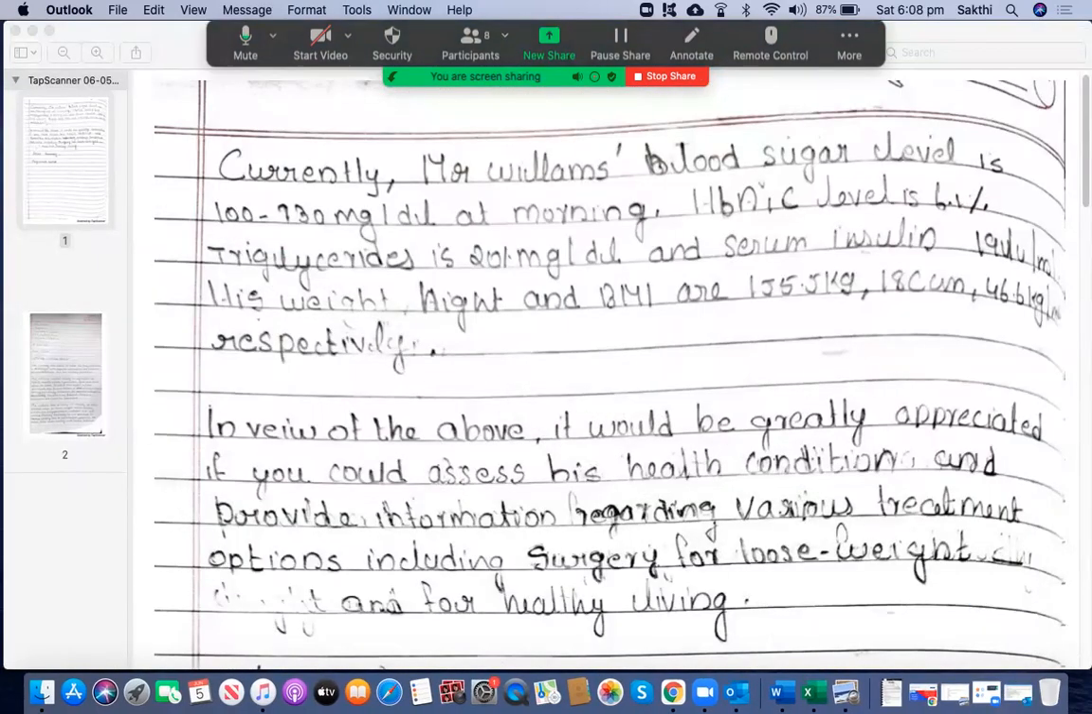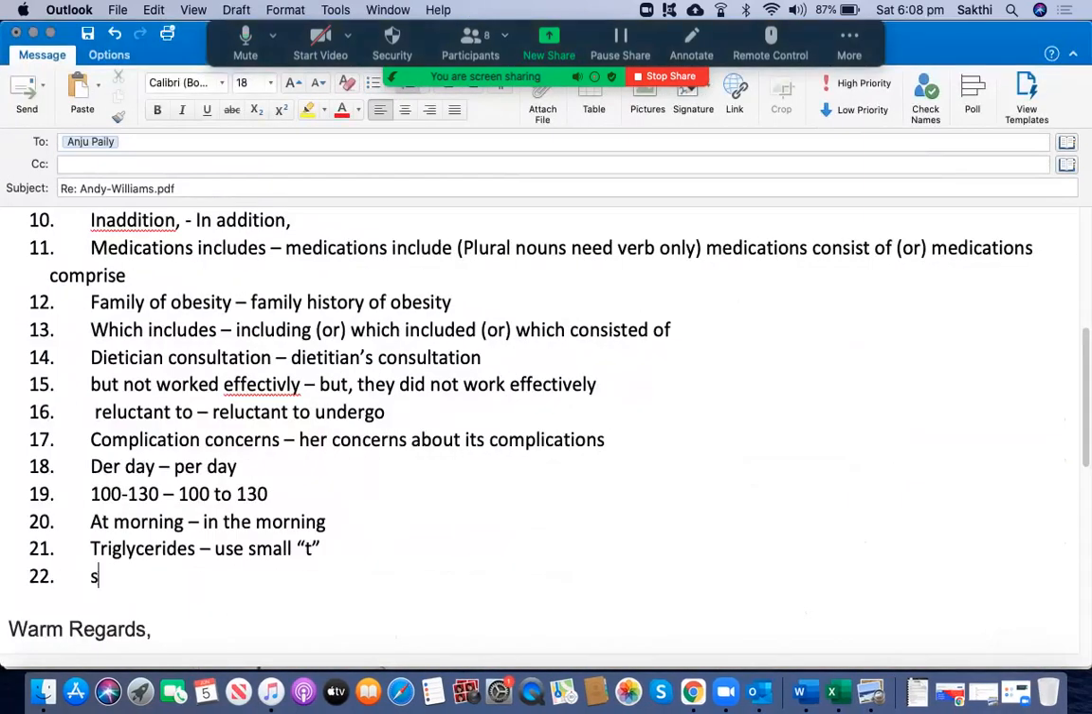20% mg. Isn't it 201 mg? It is percentage. Then you have used milligram per dl. Okay. And serum insulin... you should use the letter E's, and then you should write down serum insulin E's. Okay.